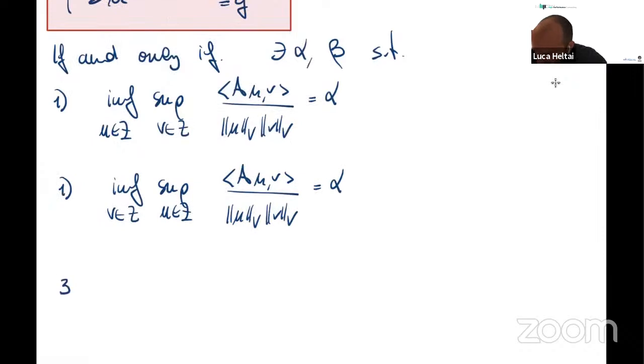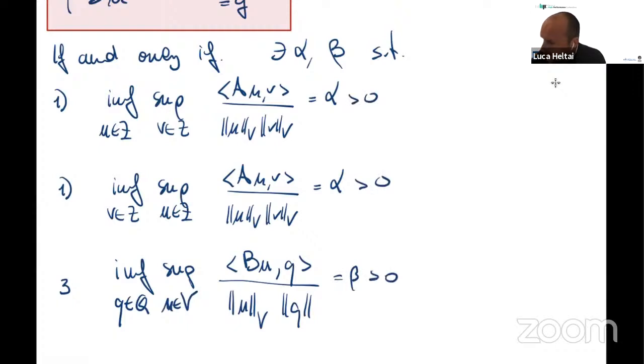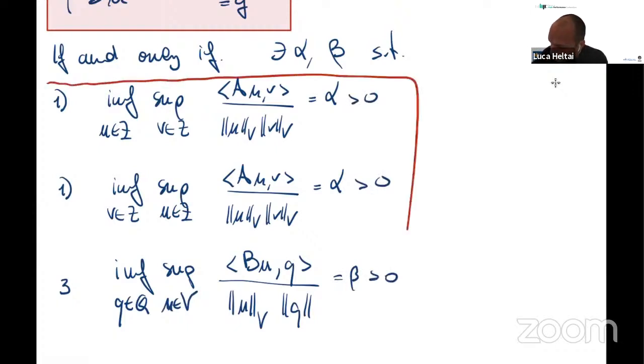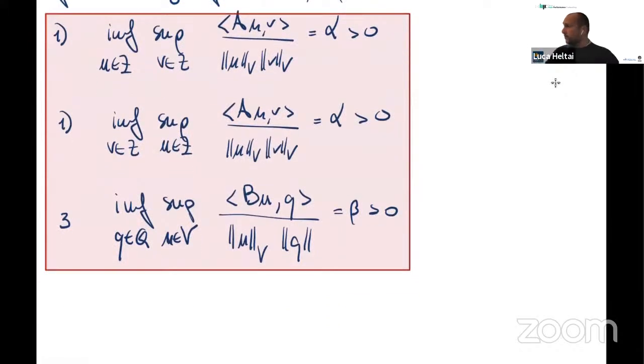And the third condition is again another inf-sup condition. This time it is the inf-sup on the B transpose operator. We have to be careful about this. So we know that the infimum, if I take the infimum on U, this would be zero. So I have to take the supremum on U. This is equal to beta, this is greater than zero. So these three conditions here are the three conditions that allow us to conclude existence and uniqueness of a solution for saddle point problems.